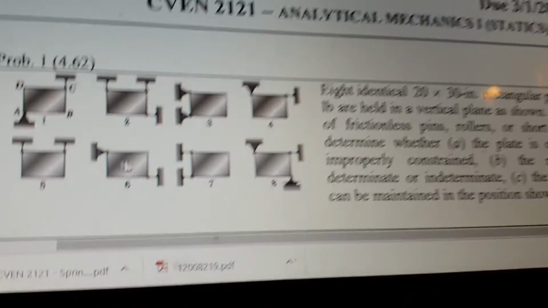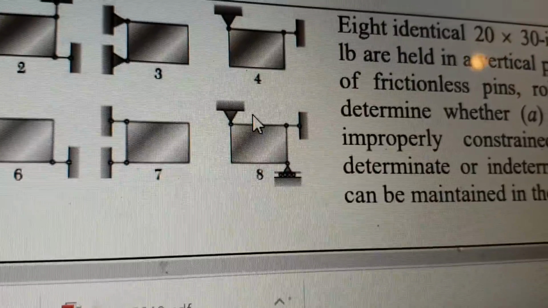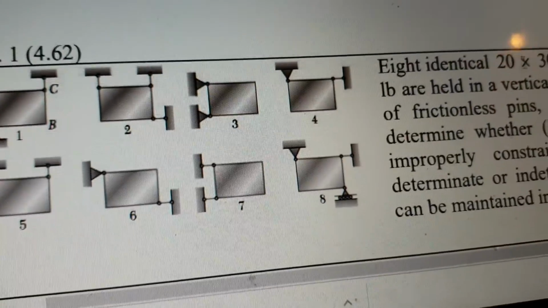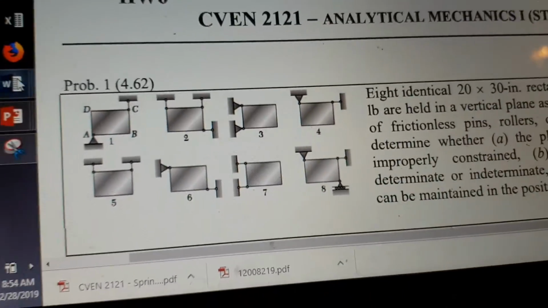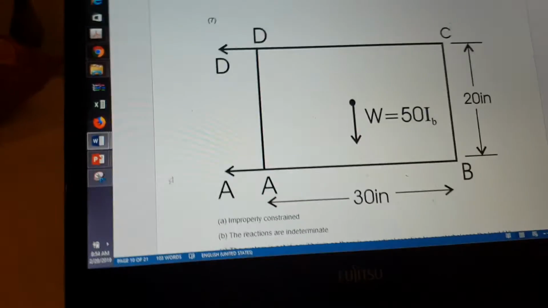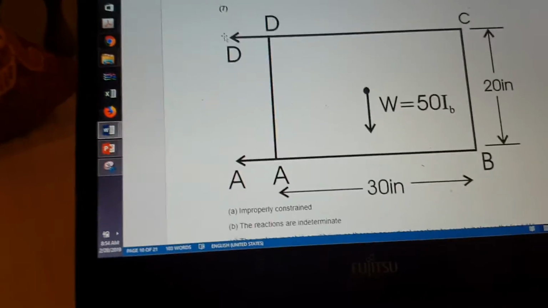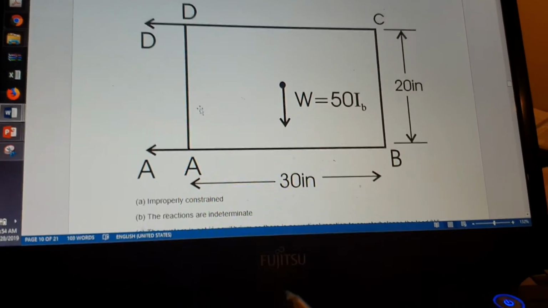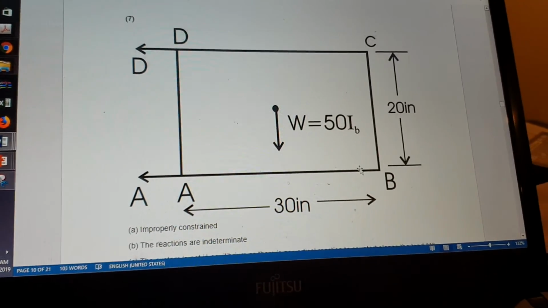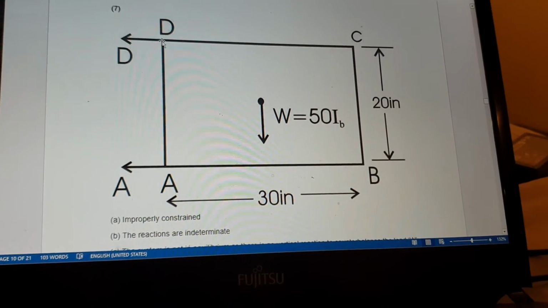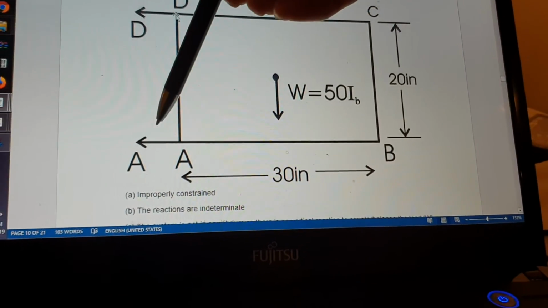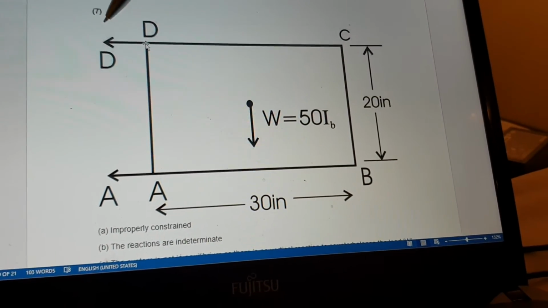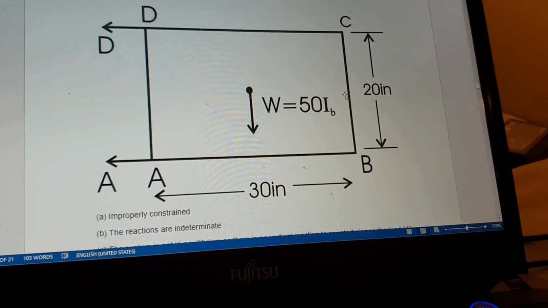Number 7 has 2 unknowns and 3 equations. If you have 2 unknowns, look at this, one in the D, and one in the A, they're both in the x-axis. The weight is like that way, and that's it. If you take summation of moment at this point, you could find A. If you take summation of moment at this, you could find D. Well, this is easy. You could find everything.